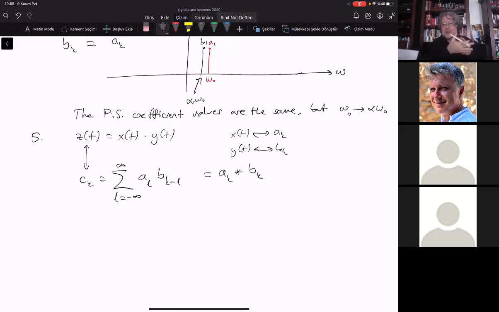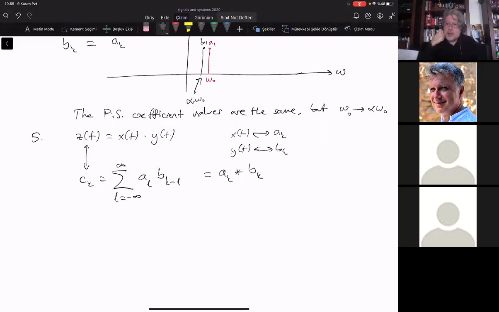So if you multiply two signals with the same period, you convolve the corresponding Fourier series coefficients of those. A very interesting property. And this property will continue to exist. If you multiply two signals, their Fourier transforms are convolved. Their Fourier series coefficients are convolved. That is the property that you will always remember. And this is making the fundamentals of communication theory.